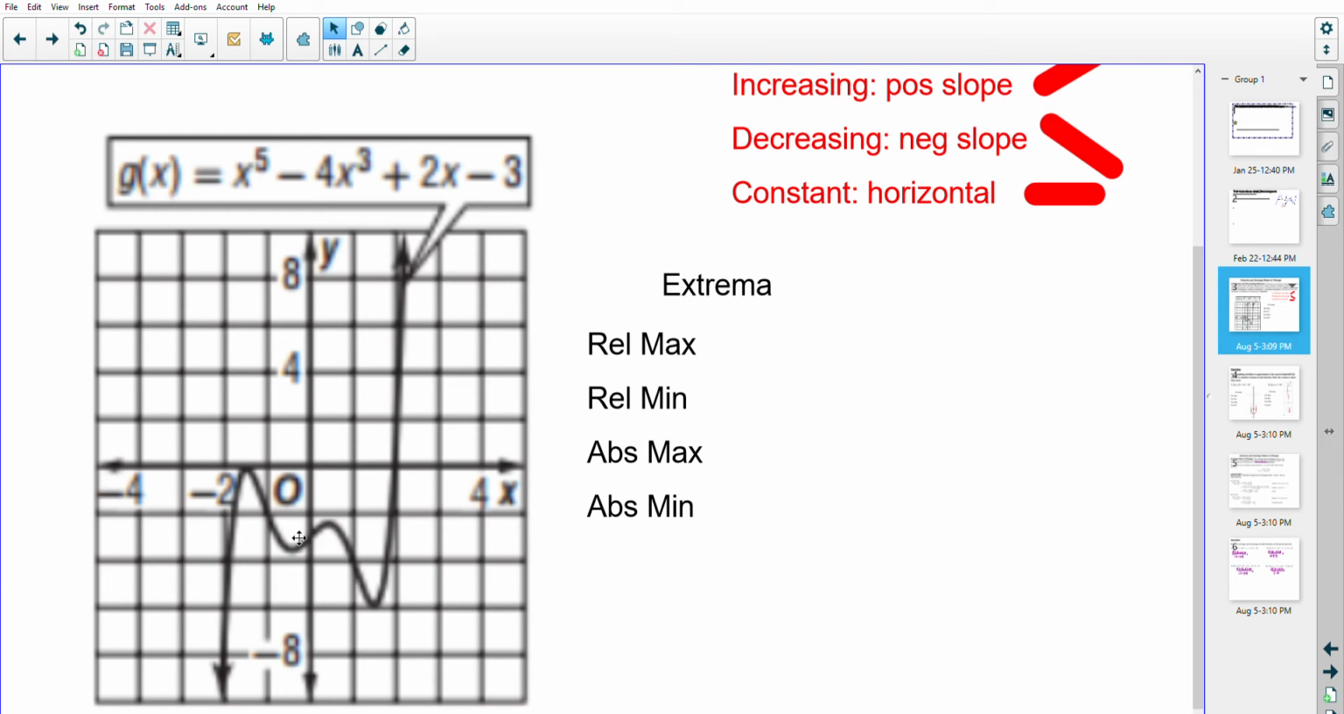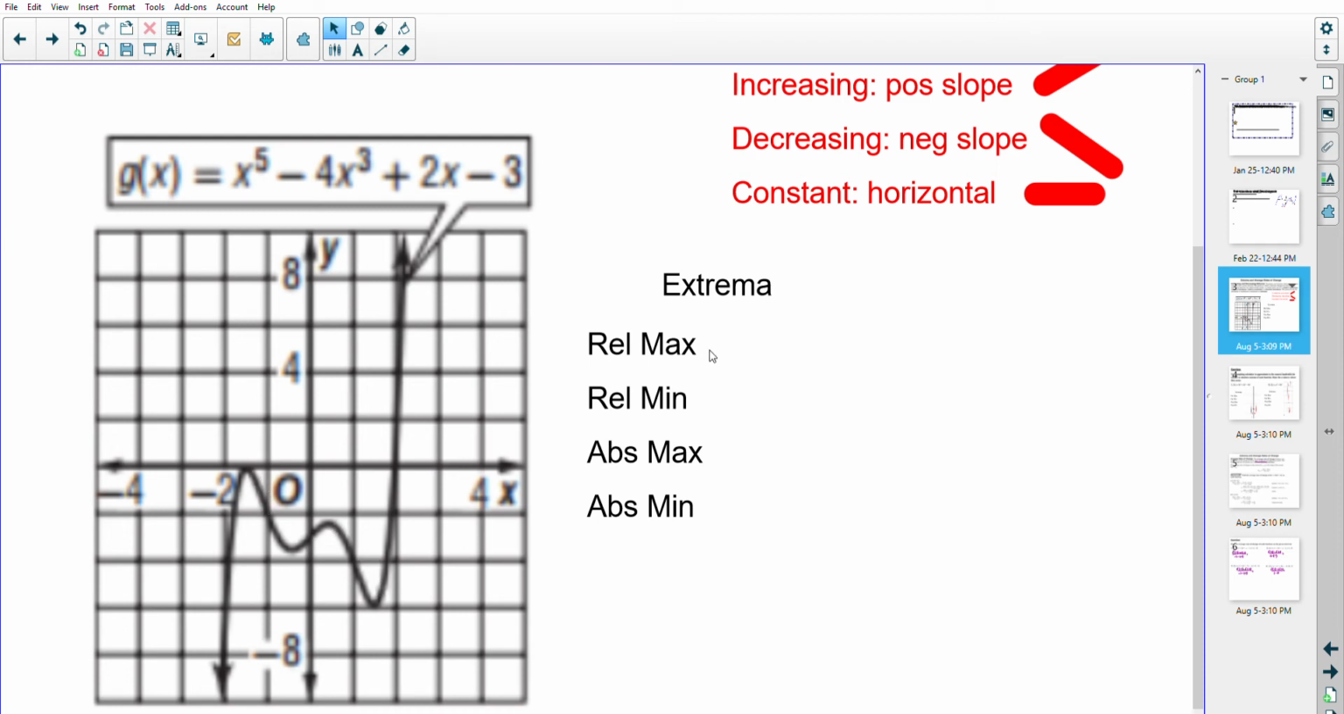Where it's negative, or decreasing, is going to be from these values and again to these values. So again, where it's positive, it's increasing. Where it's negative, it is going to be decreasing.